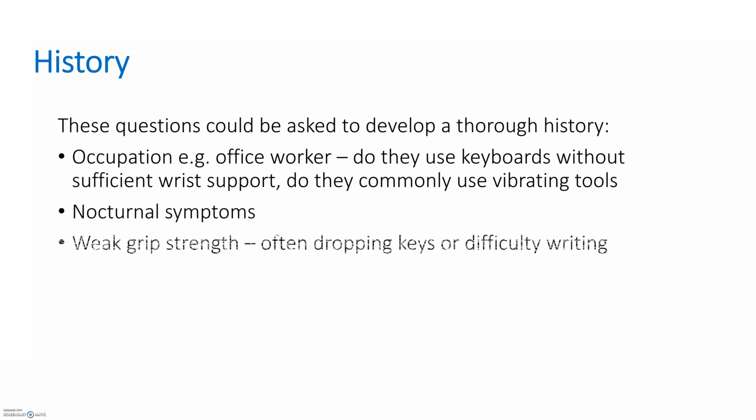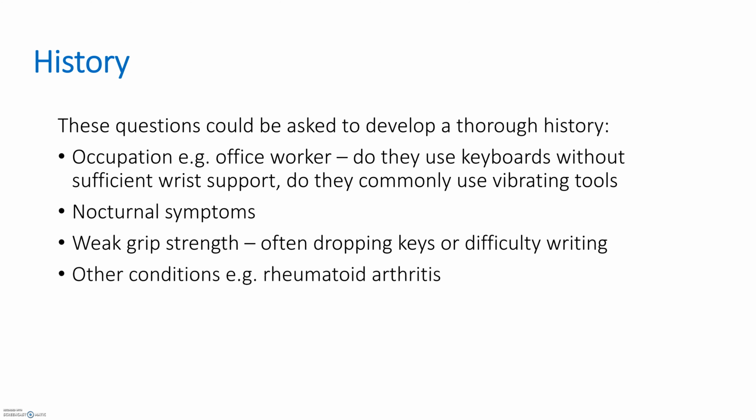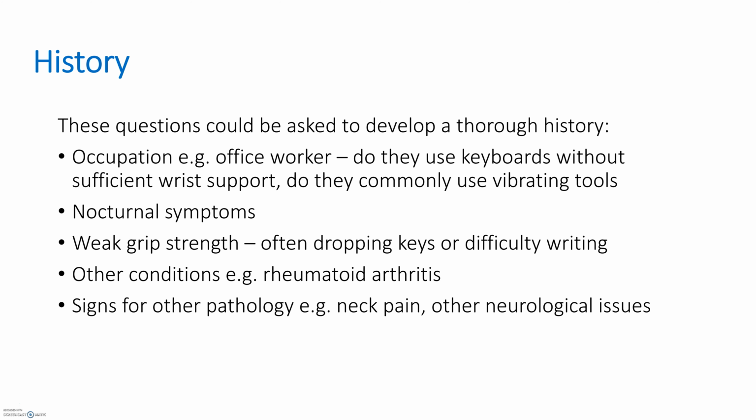We're going to ask about any nocturnal symptoms, and any problems with grip strength as previously mentioned. So they might mention dropping their keys, dropping things regularly, or any difficulty writing or holding a pen. Ask about any other conditions that they might have which can make CTS worse or point towards a diagnosis of it. You want to look for signs of any other pathology, so any neck pain or any other neurological problems.